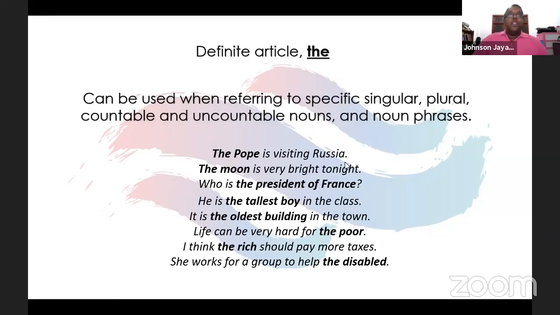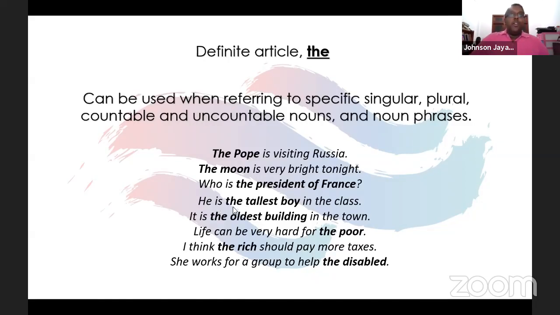So here are some examples. The Pope, very specific, there's only one Pope in the world, is visiting Russia. The moon, there is only one moon that we see, is very bright tonight. Who is the president of France? We are referring to the president of France. There are many presidents around the world, but we are only referring to the president of France. So we're being specific, very direct.